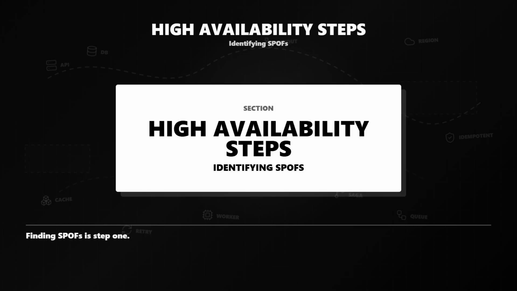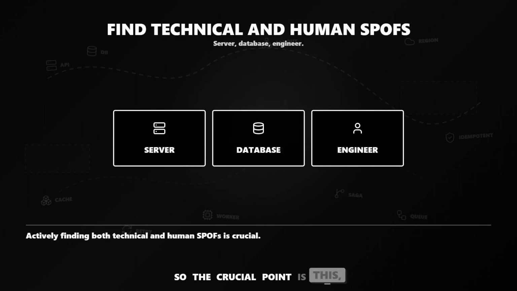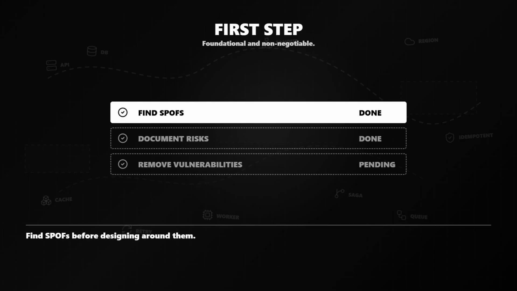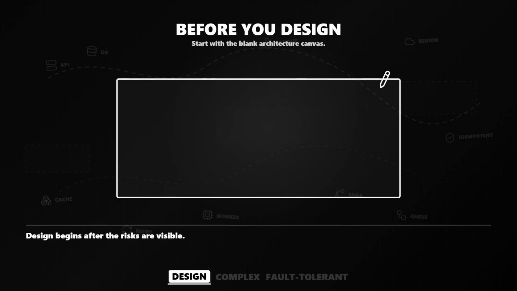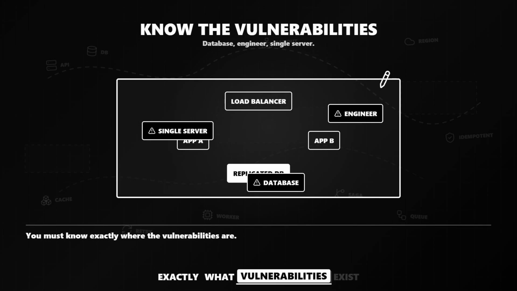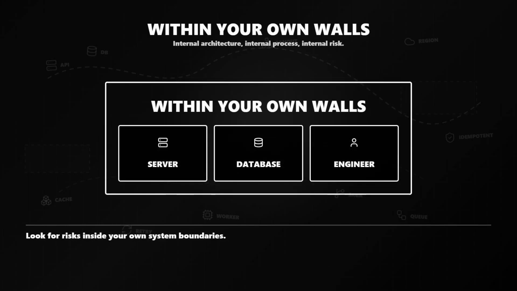Section 6. Designing for high availability, identifying SPOFs is step 1. So, the crucial point is this. Actively finding these technical and human single points of failure is the foundational, non-negotiable first step in availability engineering. Before you can even begin to design complex, fault-tolerant architectures, you have to know exactly what vulnerabilities exist within your own walls. You absolutely must internalize this concept.